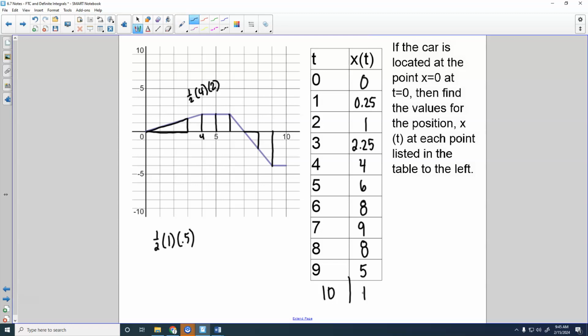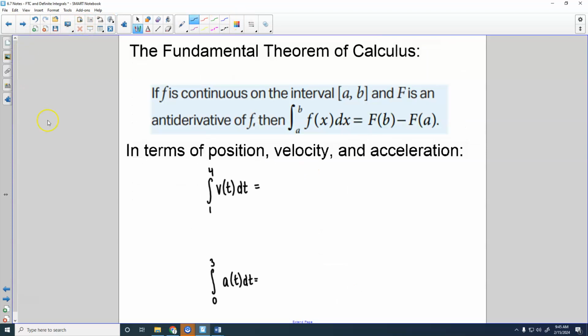Now, if we think about what we've already done for this graph, at 7, we had 9 feet, right? That's what we found. That was the distance traveled. And then at 10, we're back to 1 foot, which is what we found for our displacement there. Now, this is all if we start at 0, okay? We sometimes do not start at 0.